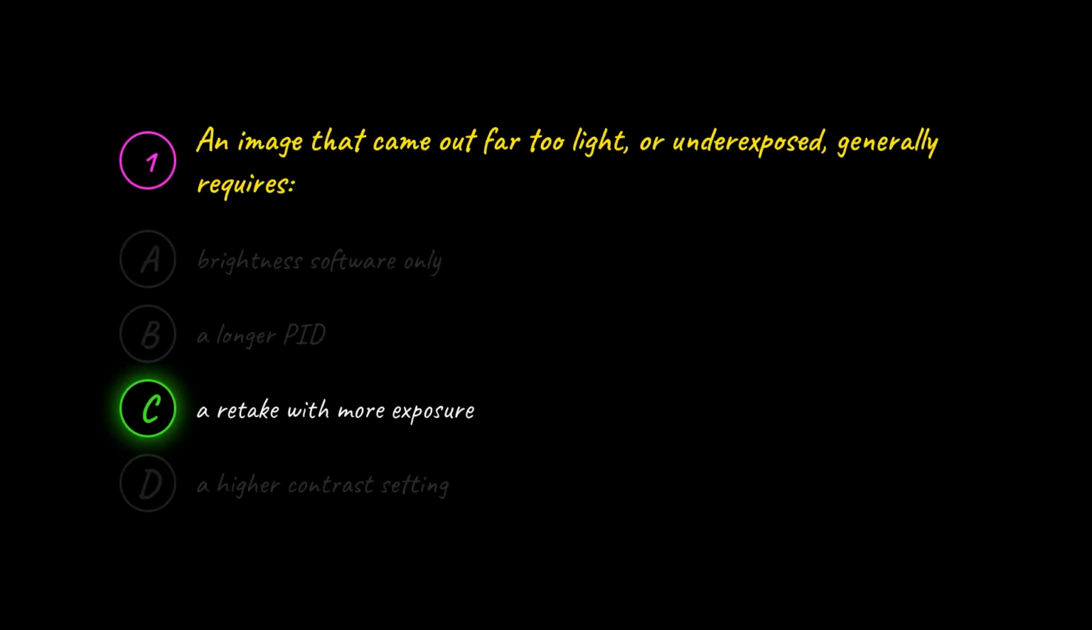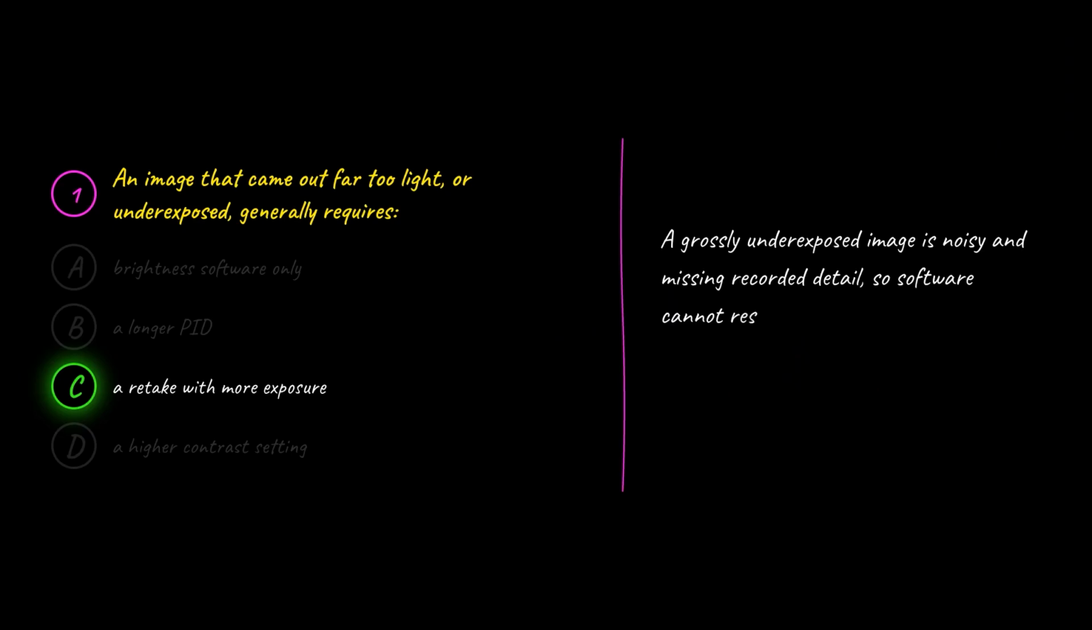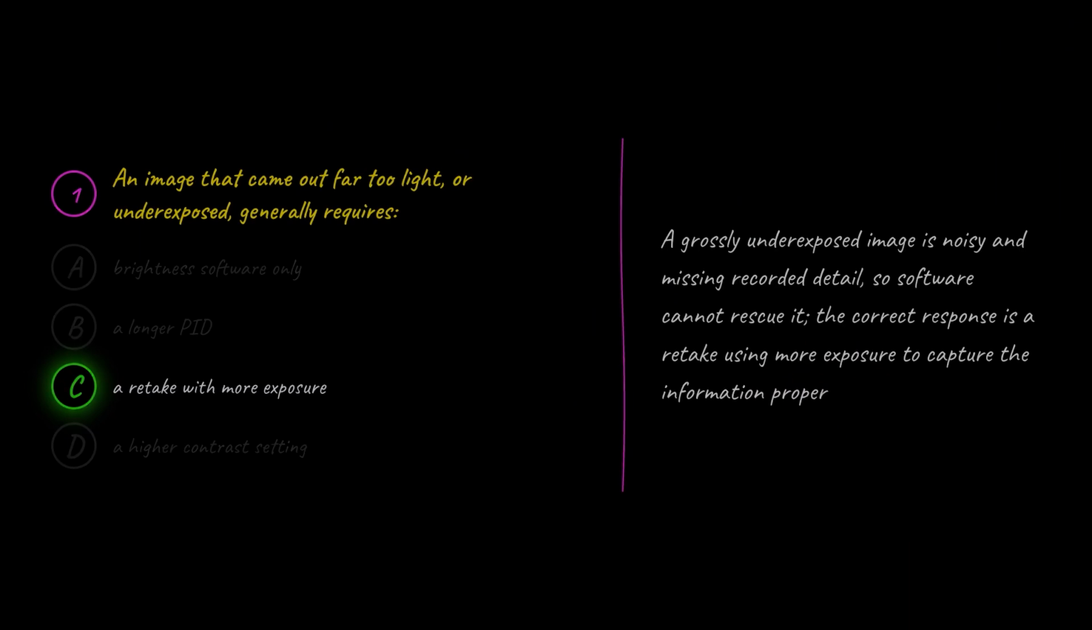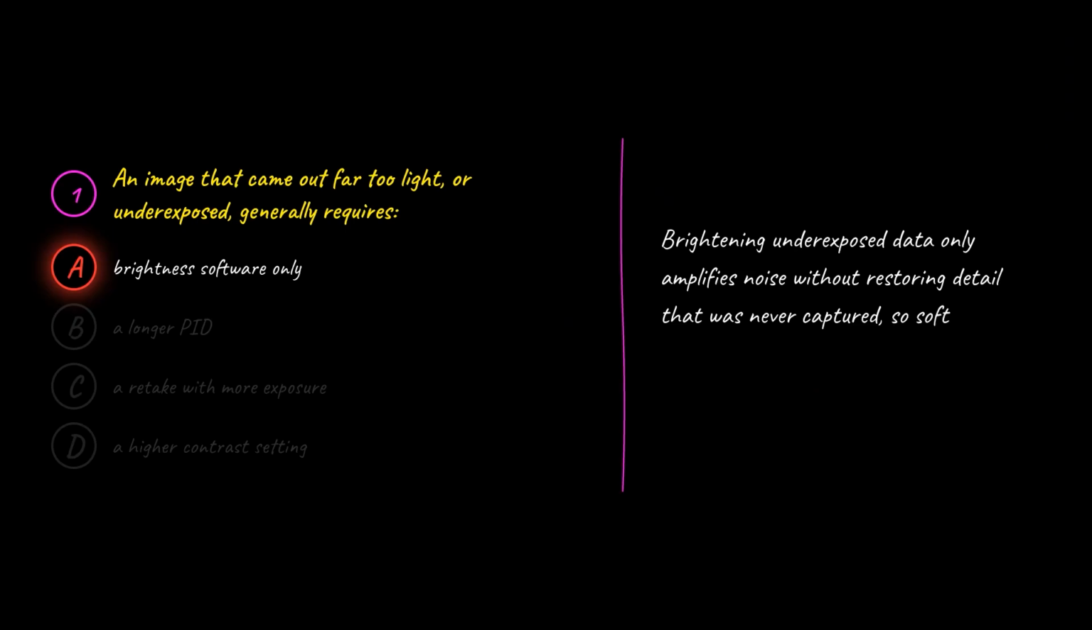The correct answer is C. A retake with more exposure. C is correct because a grossly underexposed image is noisy and missing recorded detail, so software cannot rescue it. The correct response is a retake using more exposure to capture the information properly. A is wrong because brightening underexposed data only amplifies noise without restoring detail that was never captured. So software adjustments alone cannot rescue a genuinely underexposed, noisy image.